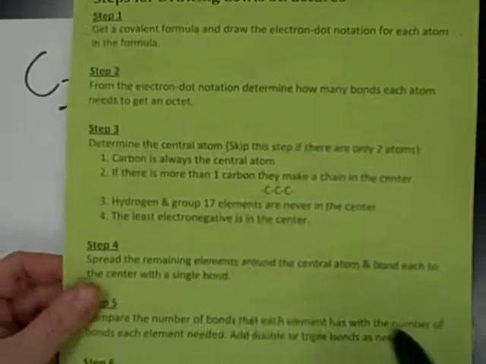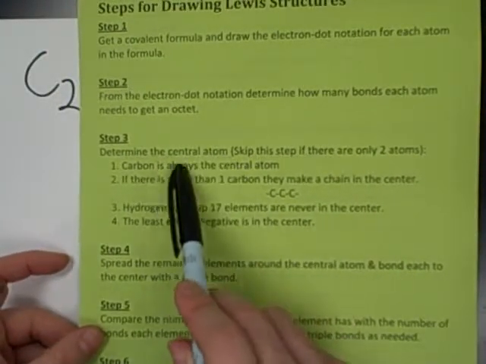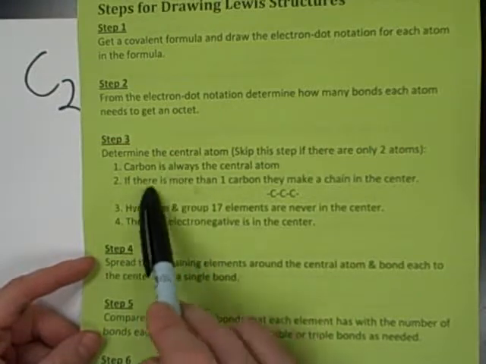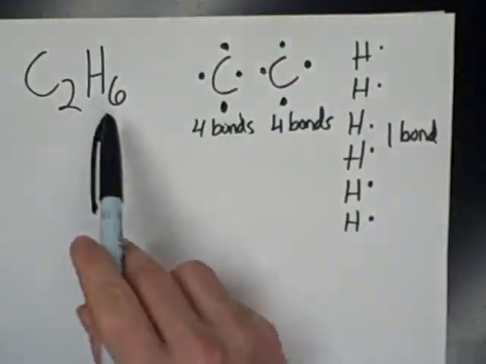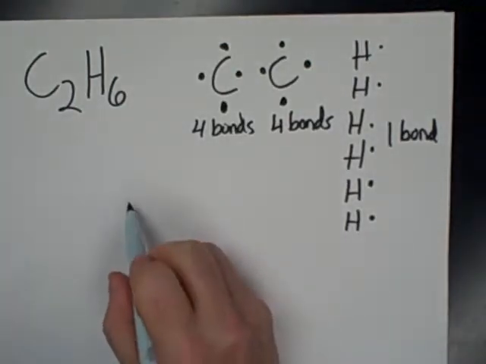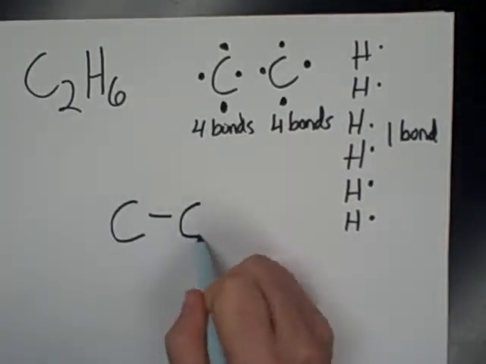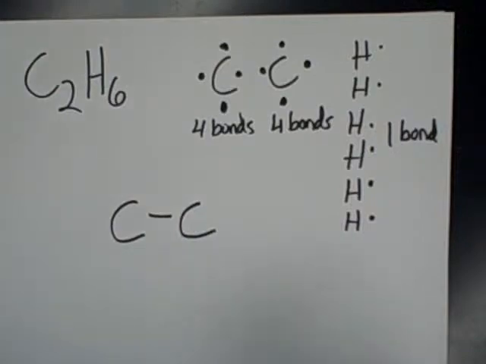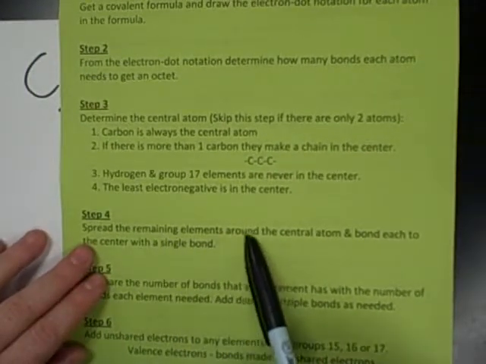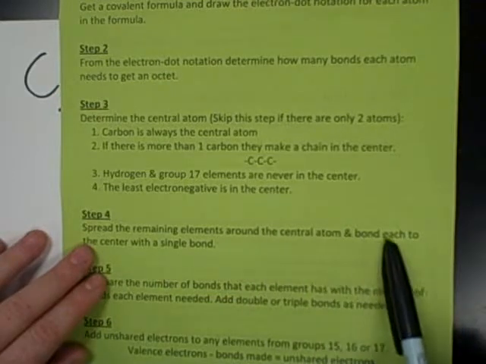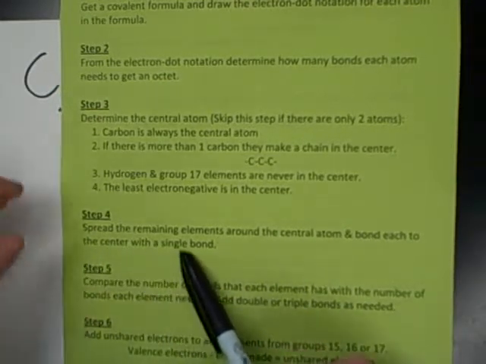So step 3, determine the central atom. Carbon is always the central atom. If there's more than one carbon, make a chain in the center. So we have 2 carbons. So we're going to put each carbon side by side and make one bond in the middle to make a chain.